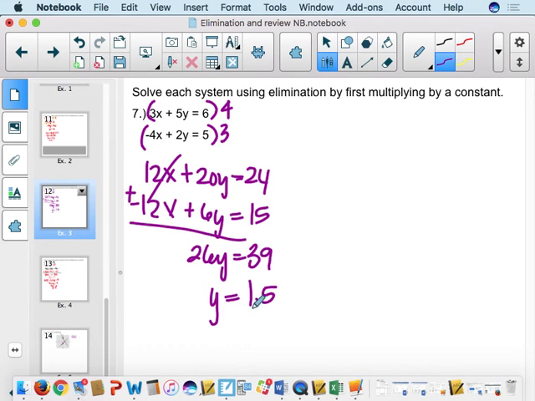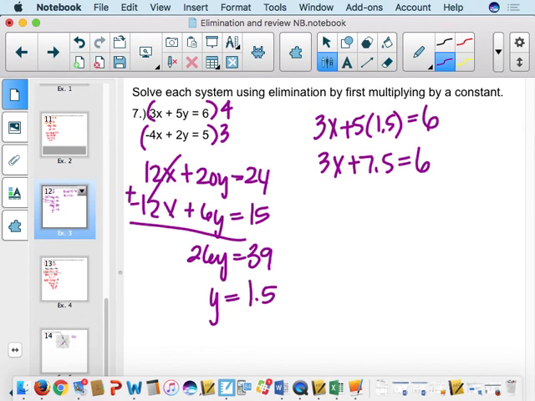Okay, and so then we're going to take that answer of 1.5 and plug it back in. I usually pick one of the original ones because the numbers are going to be smaller, but it's fine if you cross them out and you wanted to use a different one. All right, so let's try this top equation. So 3x plus 5 times 1.5 equals 6. So 5 times 1.5 is? Subtract 7.5 over, and 3x equals?